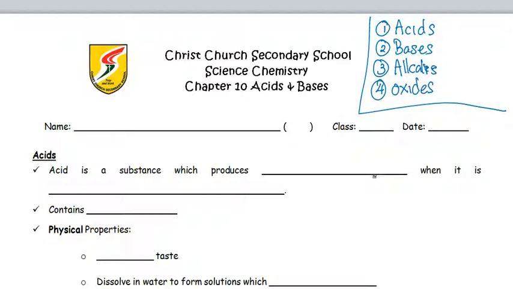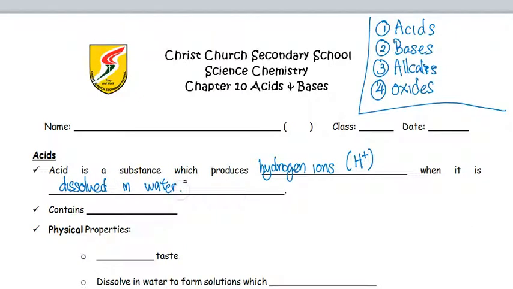What are acids? An acid is a substance which produces hydrogen ions. So what are hydrogen ions? It's the one that you always write as H+. H+ are your hydrogen ions. So, it's a substance which produces hydrogen ions when it is dissolved in water.